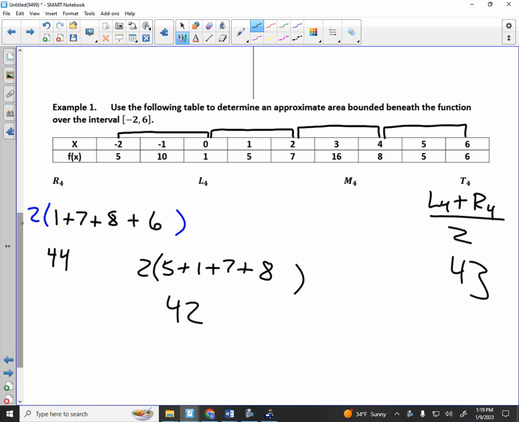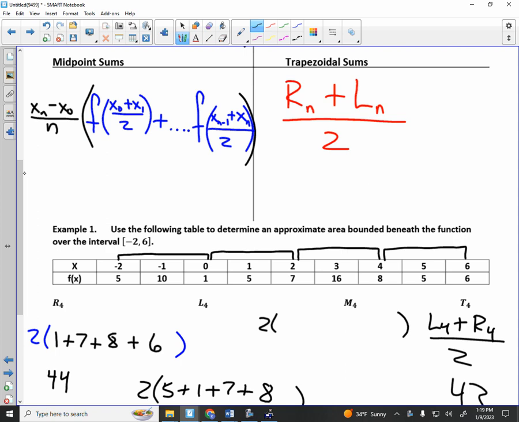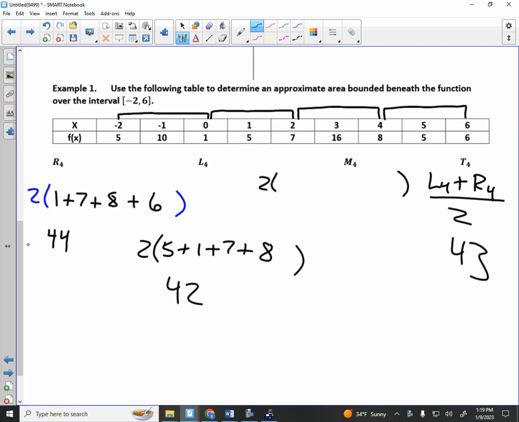Now I need to do the midpoint. Now the midpoint, again, the width stays the same. It is 2. Where do you think I evaluate the height? The middle. You see it? Please look up above, see how it says x sub 0 plus x sub 1 divided by 2, that tells you where to evaluate the height. Well, look, what's -2 plus 0? -2 divided by 2? -1. See how it fell in the middle? So we've got 10.